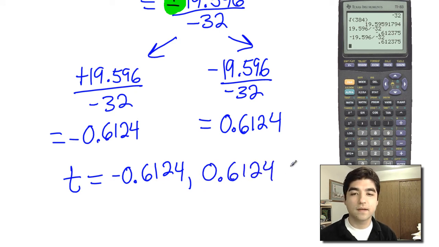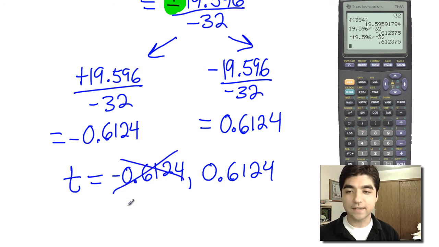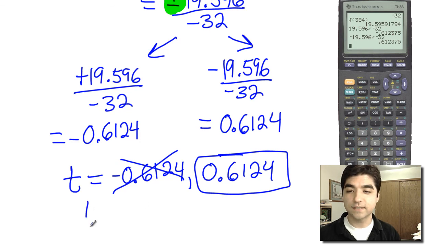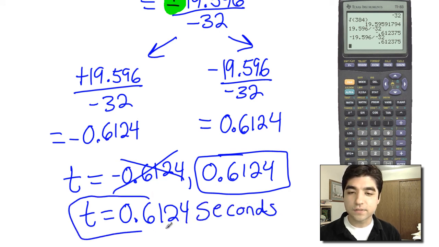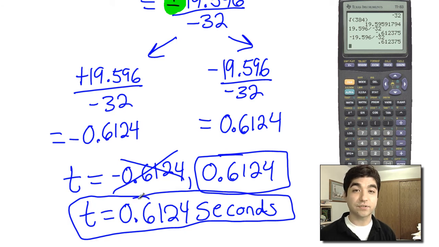Okay, the thing is that we're not concerned about the negative version of the time because you can't have negative seconds. So we don't need that guy. So what we are looking for is the positive one, which just says t equals 0.6124 seconds. So that is how long it takes for our high jumper to hit the ground in this situation. Okay, so that is the first problem. Now if you understood that, now let's go on to the second problem.